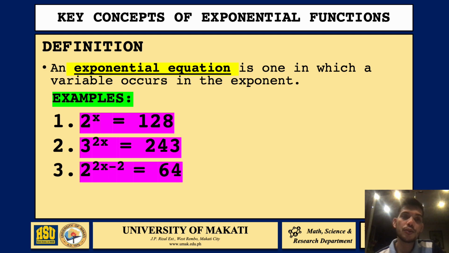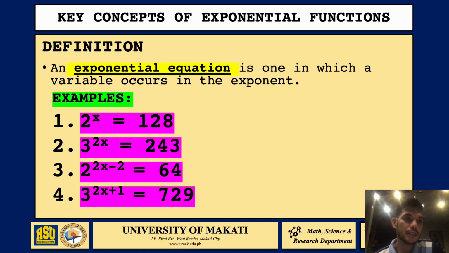Another example is 2 raised to 2x minus 2 is equal to 64. This is an example of an exponential equation because it contains an equal sign and, of course, the variable occurs in the exponent, which is in the left member of the equation. So 2x minus 2 is an exponent. Therefore, this exponent contains a variable, so this example number 3 is an example of an exponential equation.